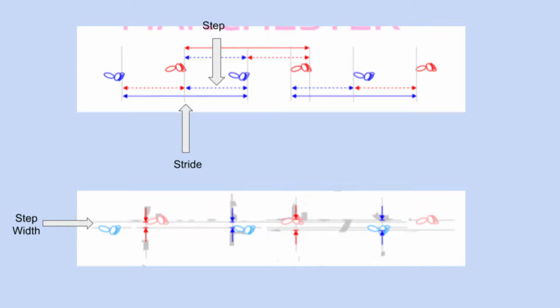The terms stride time and cadence combine these spatial terms with measures of time. Stride time is the duration of one gait cycle. Cadence is the number of strides per minute. To determine walking speed, you can multiply cadence by the stride length.